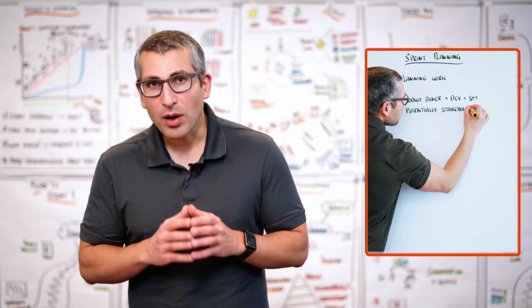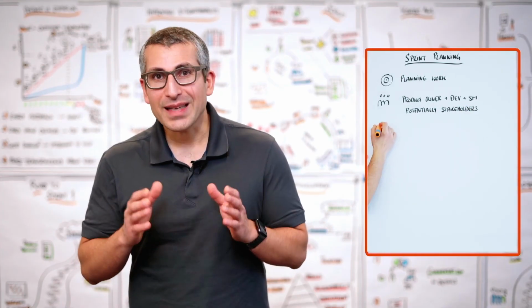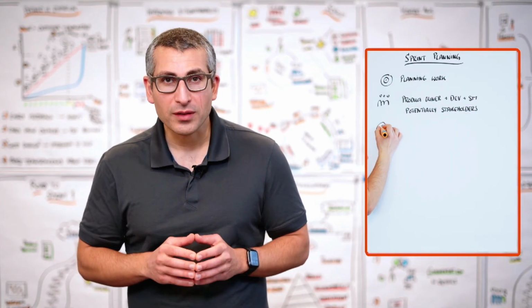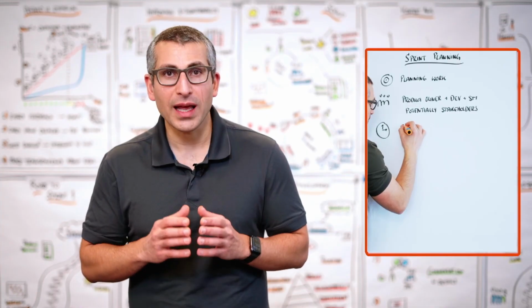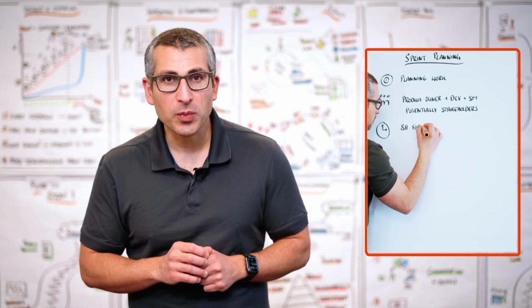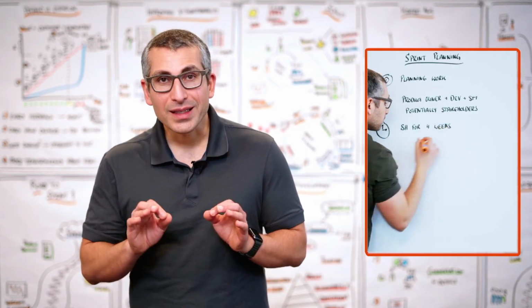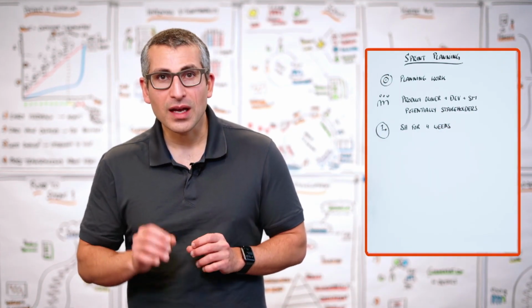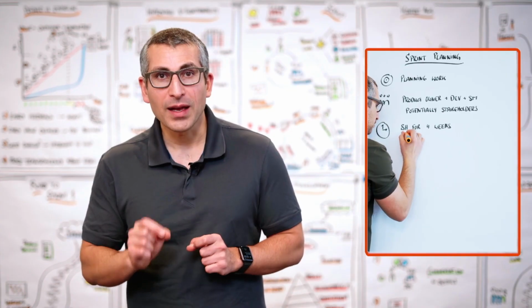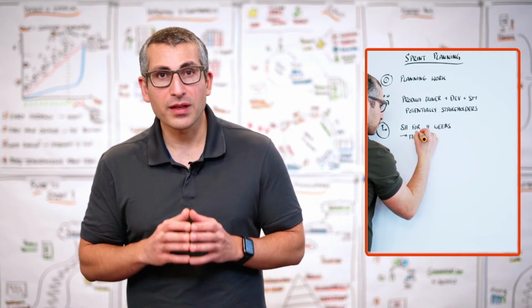The time box for the sprint planning meeting is 8 hours for a 4-week sprint, and usually proportionally less. So if you have a 2-week sprint, the time box is in most cases around 4 hours. Time box always means the maximum amount of time that we dedicate for these events.